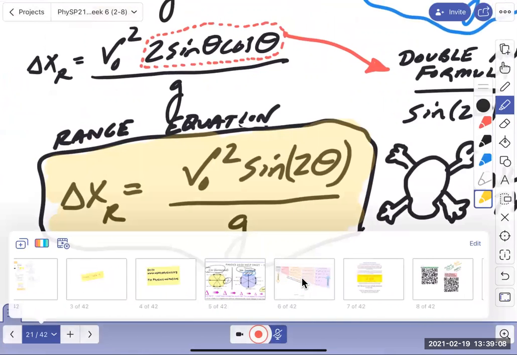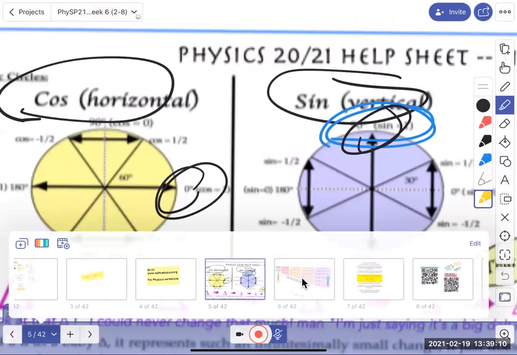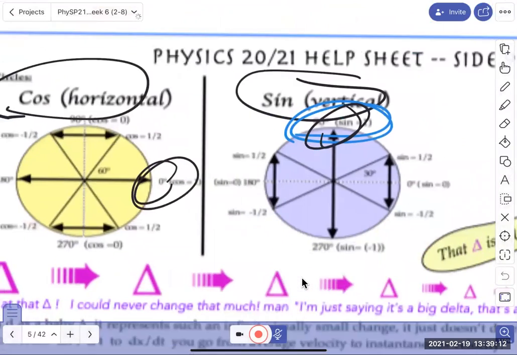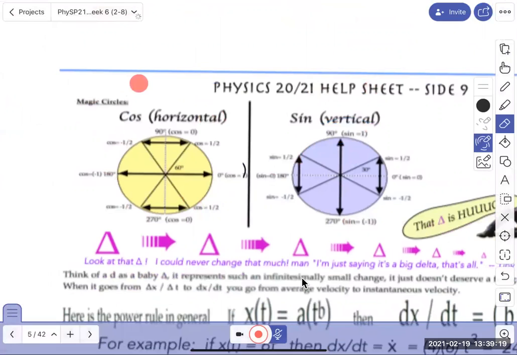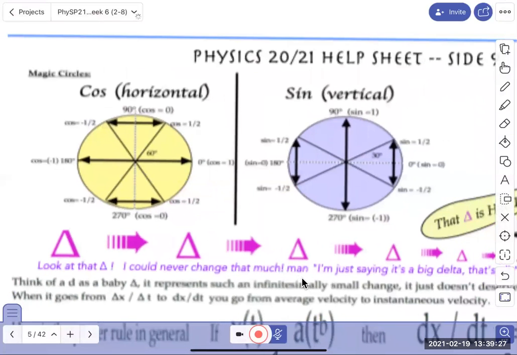Go back to this. This is an equation sheet. This is off equation sheet number 9. And let me erase it a little bit, clean it up some. But I have this sine and cosine. This is a unit circle. You guys have heard of the unit circle, I guess. But this is the sine version and the cosine version of the unit circle. Sine for us is vertical, cosine is horizontal. That's fairly standard across physics.